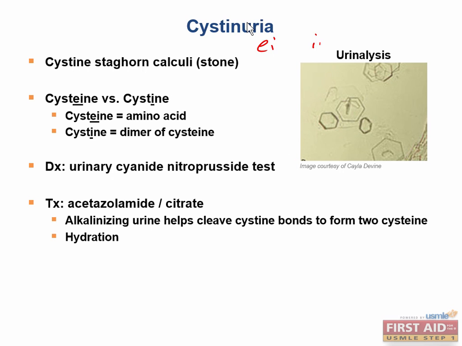And lastly, to treat cystinuria, patients can be given acetazolamide or citrate to help alkalinize the urine. Alkalinizing the urine is going to help cleave that disulfide bond in our cystine molecule to form our two cysteine amino acid molecules. It's also important to drink lots of water and stay well hydrated to help prevent stone formation.